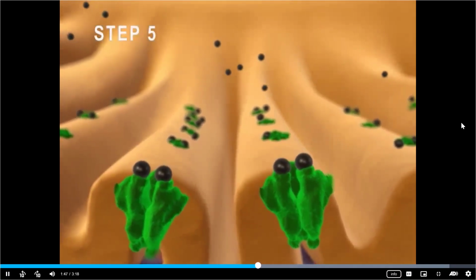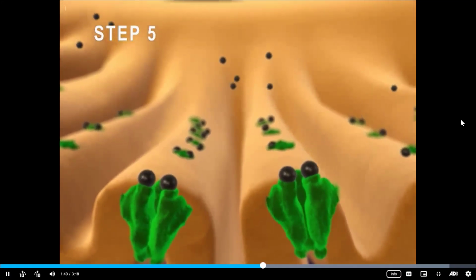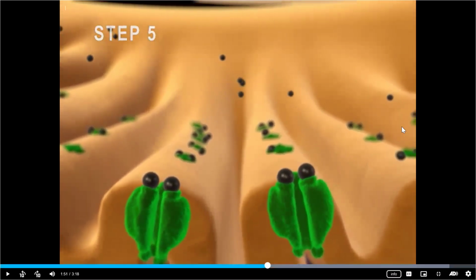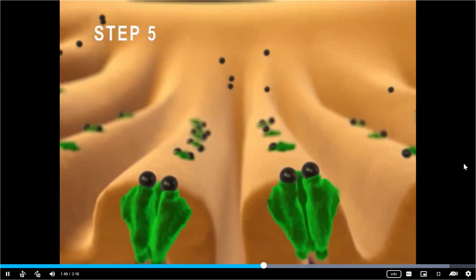Step 5. These ligand-gated cation channels open. They're chemically gated channels for sodium. Another word for chemically gated is ligand gated. Ligand is just a chemical. Channels open.